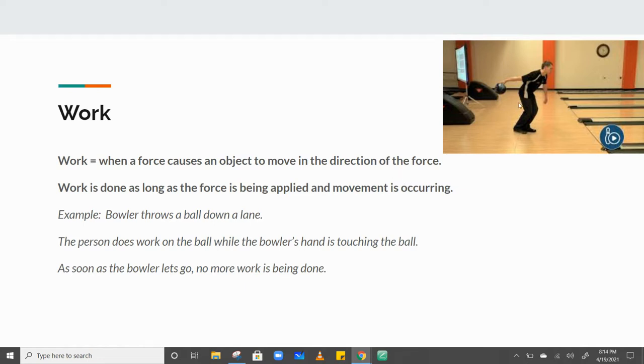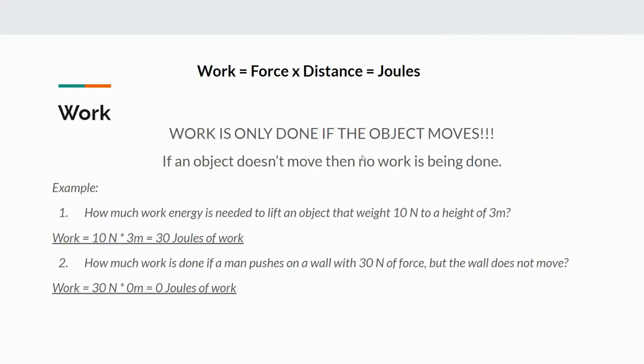Okay, so for an example here, if we have a bowler who throws the ball down the lane, work is being done as long as this bowler is touching the bowling ball. So, as long as the ball is in his hand, he's doing work on the ball. The player is doing work on the ball, and then once it releases, no more work is being done. Now if the bowler is just holding the ball in his hand, no work is being done. It has to move, and it has to move in the direction that the force is being applied. So again, work is only done if the object moves.